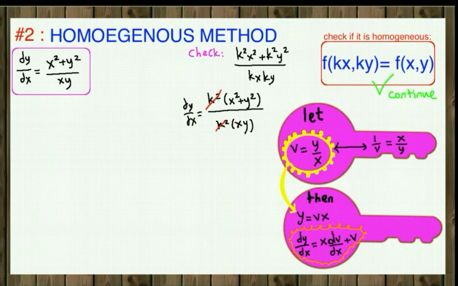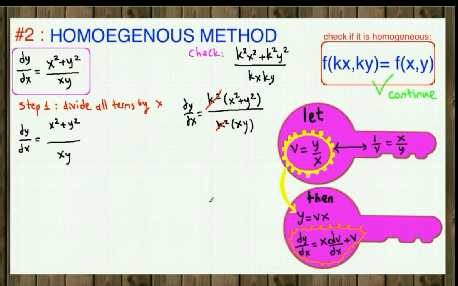Our first step, step 1, is always divide all terms by x, because we need the form of y over x, so we need to do this. Let's divide everything by x. So dy dx equals x squared plus y squared all over x times y. Everything will be divided by x.